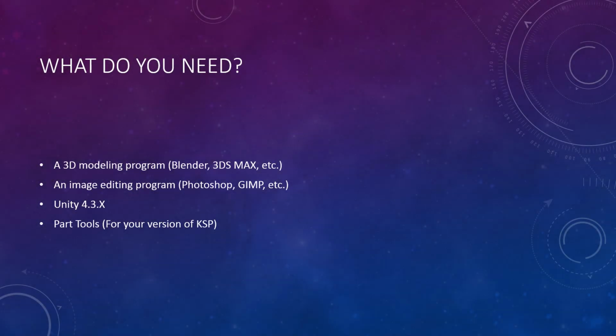Next, you will need the Unity game engine, version 4.3 or higher. We must use this because Kerbal Space Program is built from this engine, and thus all the game models are also built from it. Also, note there is both a free and a paid version of Unity, known as Indie and Pro. You do not need the Pro version to create your custom parts.